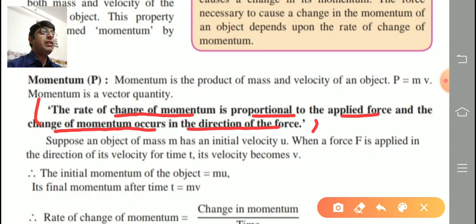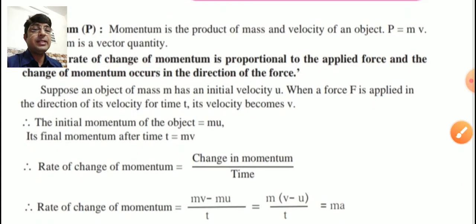Now here a question is asked: derive the equation of Newton's second law. Question is asked here: state Newton's second law of motion and derive the equation of force using Newton's second equation of motion. So the derivation starts from this next point.